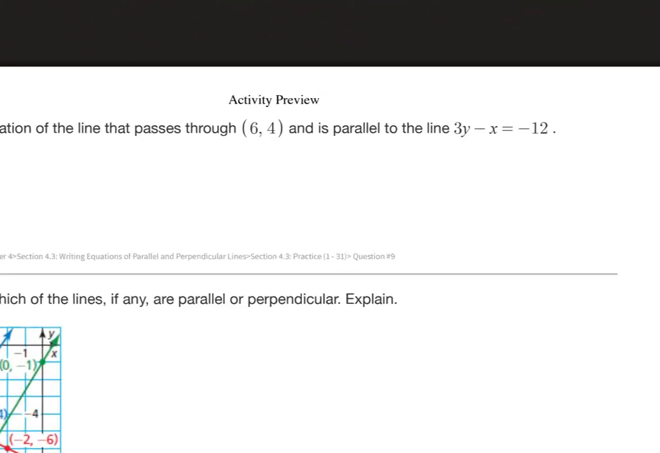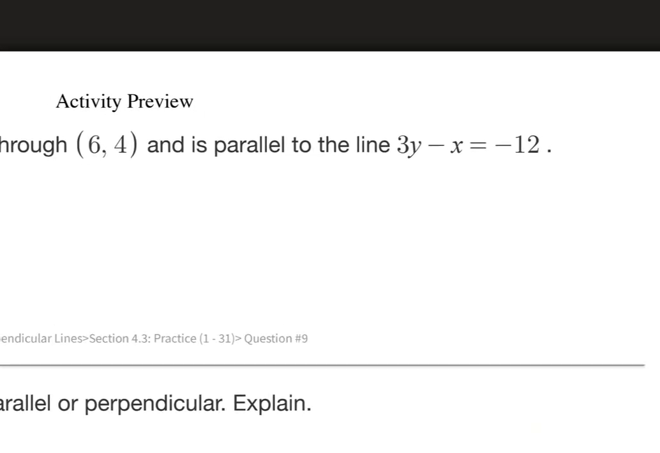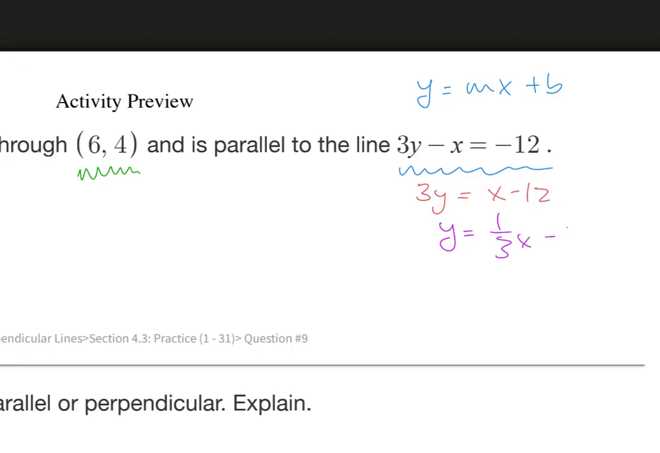We'll try another one. So here, we want the equation of a line that goes through this exact point and is parallel to this line. Well, if this line were solved for slope-intercept form, it'd be a whole lot easier to look at because I could find the slope pretty easy. So I'm going to add x to both sides. I'm going to divide by 3 and get that.